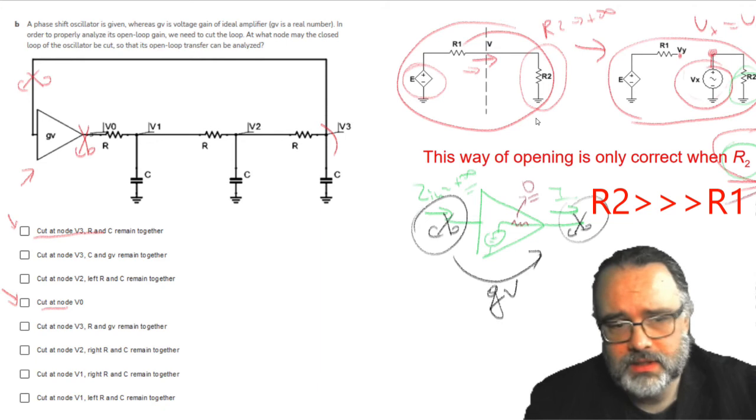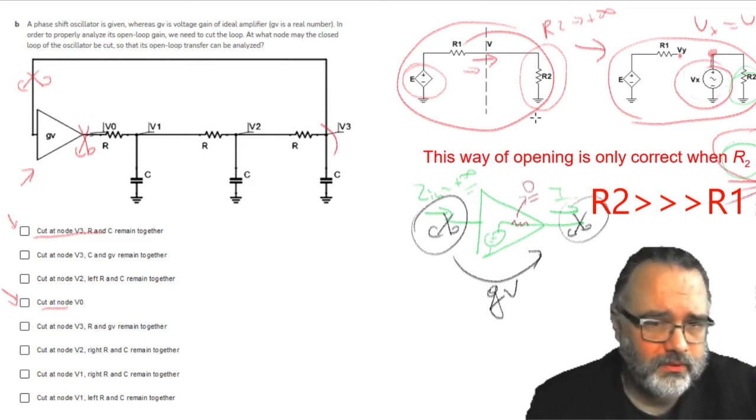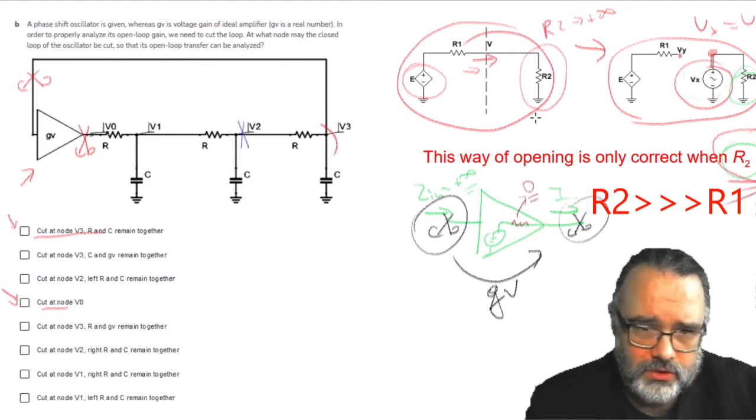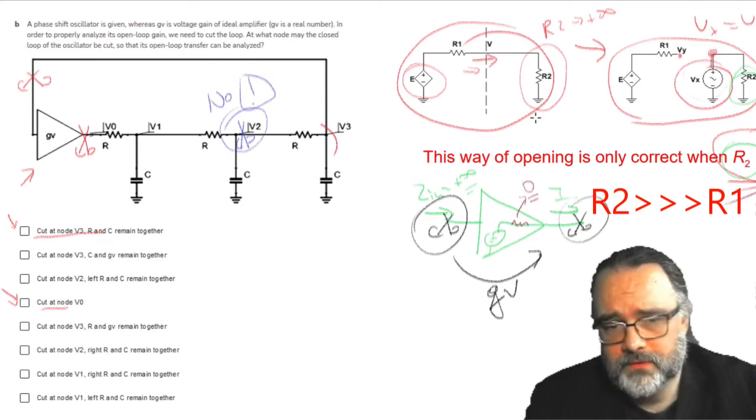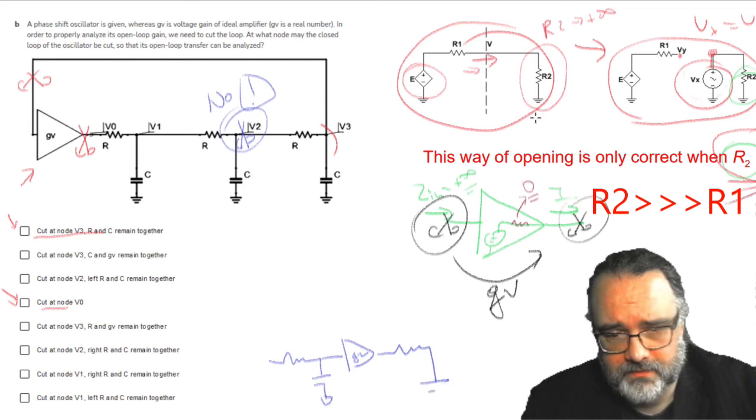Now to illustrate our point, let's consider one wrong answer. For example, if you want to cut the loop here. So what is the problem with cutting the loop here? Don't do it. If you imagine that you cut the loop here, then you have a circuit which is something like this. So then GV, and then you have two like this.